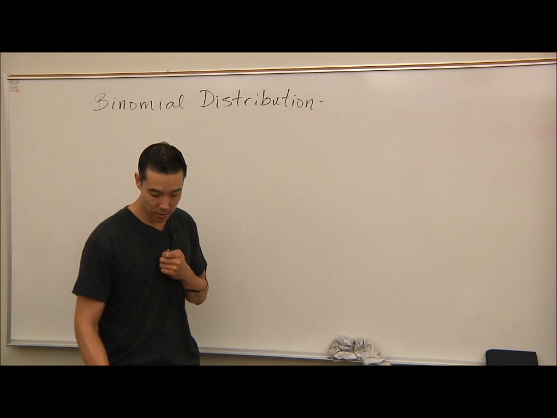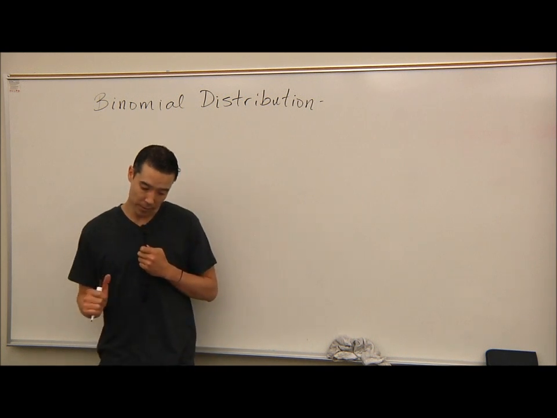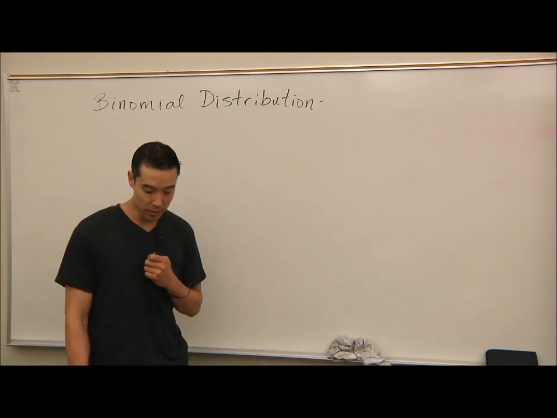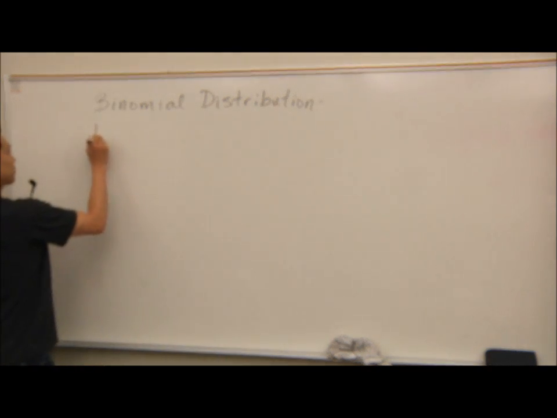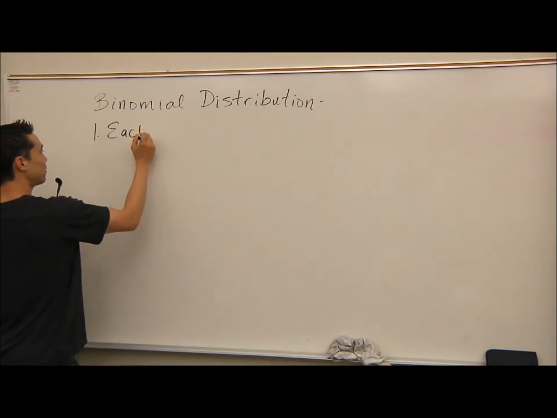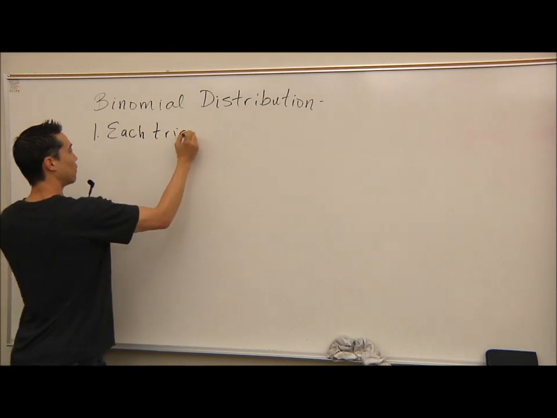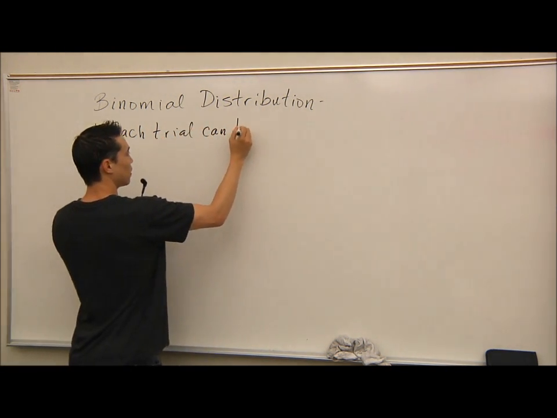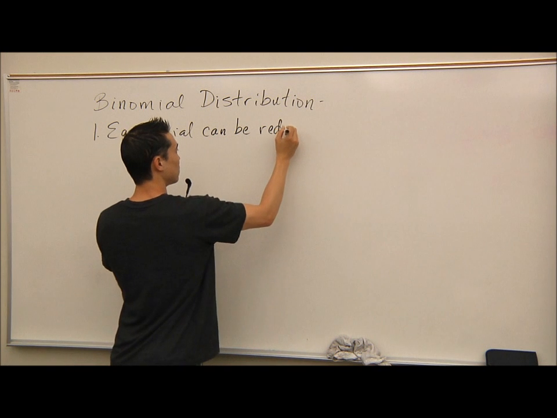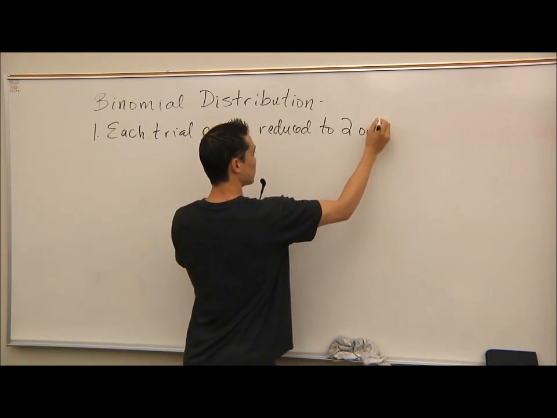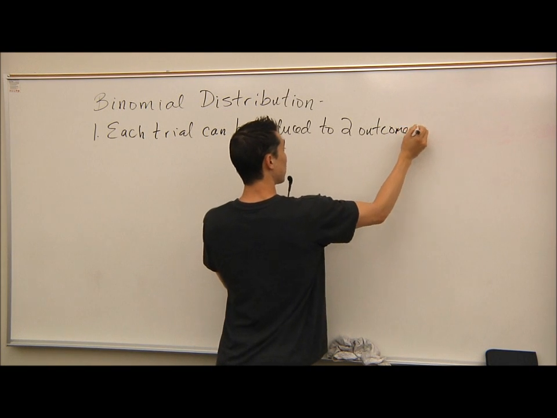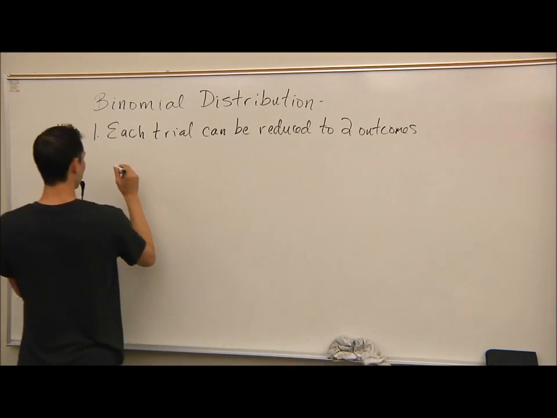Okay? So let's go through each requirement. Requirement number 1, each trial can be reduced to 2 outcomes, success and failure. Each trial can be reduced to 2 outcomes. And we call those outcomes success and failure.